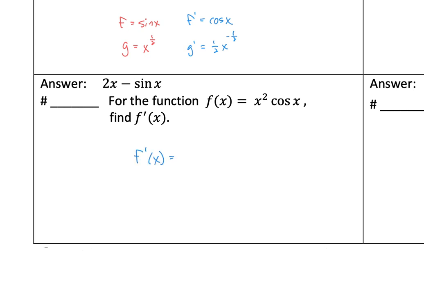Okay, so we'll do the derivative. If x squared is the first function, cosine x is the second function, we'll take the derivative of the first and then times the second. Derivative of that one and just times that one. And then we'll keep the first one the same and then times the derivative of the second one.